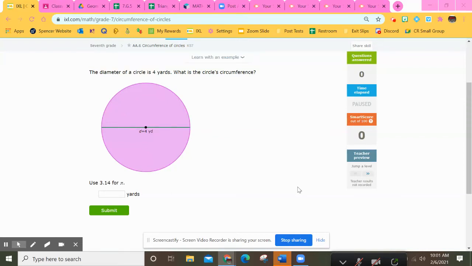I'm going to talk to you about circumference of circles today. Before we get started, we need to kind of know some of our terminology. A circumference is the distance around the circle, so kind of like the perimeter of the circle. And the diameter, remember, is the distance across the circle. And the radius is the distance from the center to any point on the circle.